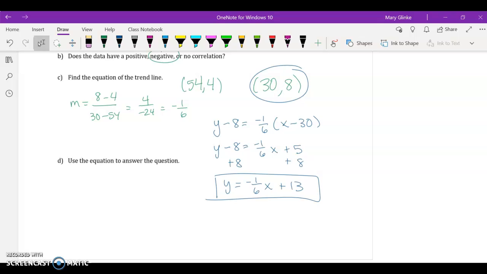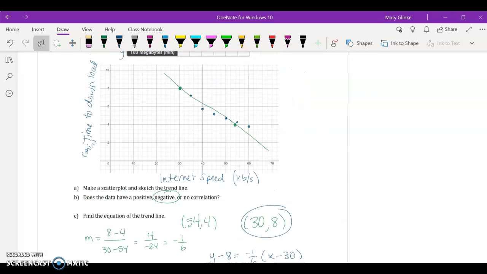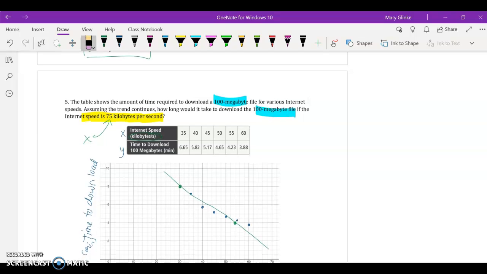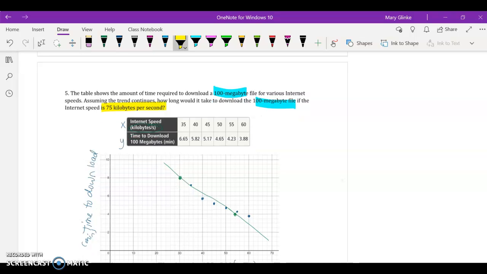So now we want to use the equation to answer the question. So we need to go back and identify what the original question was. So our original question is asking how long would it take to download a 100 megabyte file if the internet speed is 75 kilobytes per second. So the 100 megabytes is just the kind of context. All of this was time to download the 100 megabytes. So we're not going to use that one.